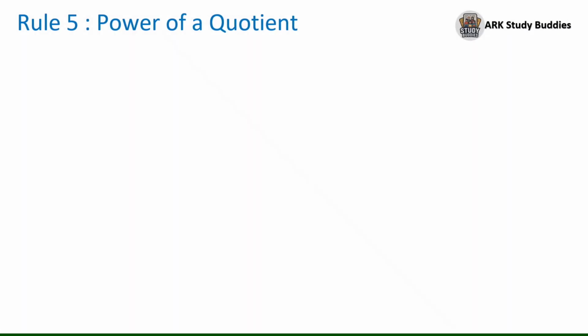Let's go to rule number 5, power of a quotient. a divided by b, whole to the power of n, is equal to a to the power of n divided by b to the power of n.